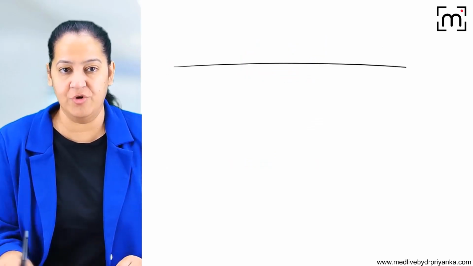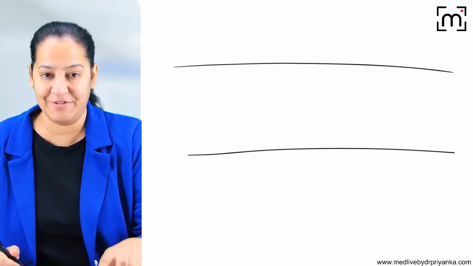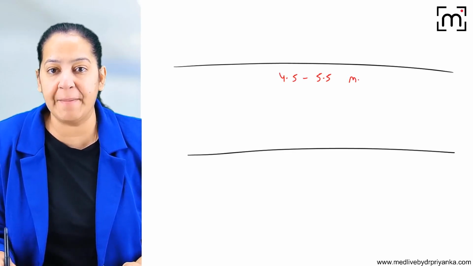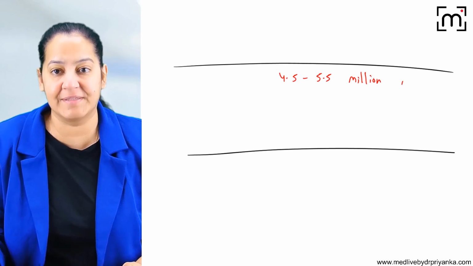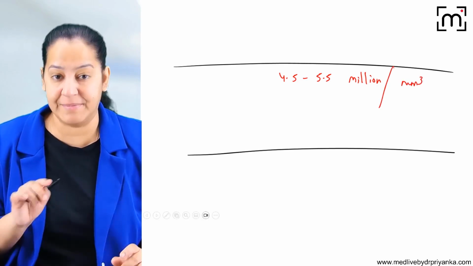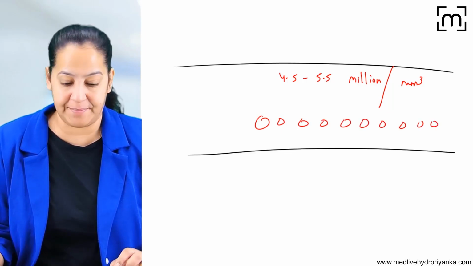Now you tell me, this is the blood vessel of a human. In the blood of an adult human being, how many RBCs are present? Can you tell me the number? Yes, 4.5 to 5.5 million RBCs are present per mm cube. So this is the normal count of RBC.